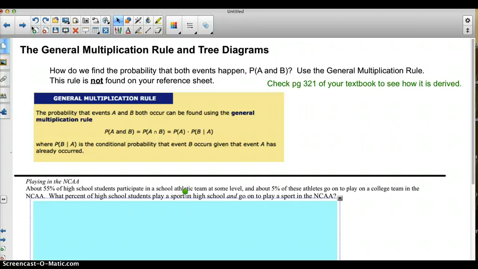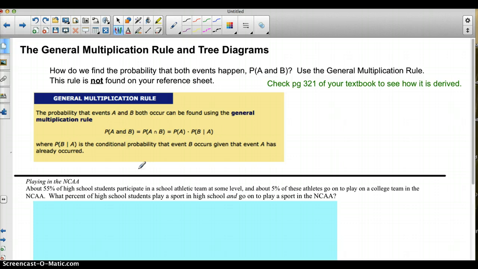So your general multiplication rule is the probability of A and B, which, remember, is also the probability of the intersection of A and B. Here you're going to take the probability of A and multiply it times the probability of your conditional event, your conditional probability, which we were just practicing. So remember, the probability of event B given event A is considered the conditional probability.